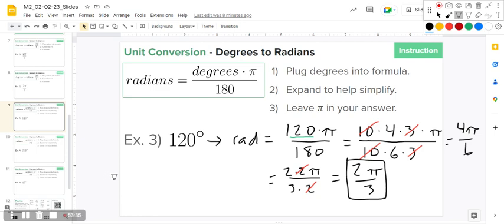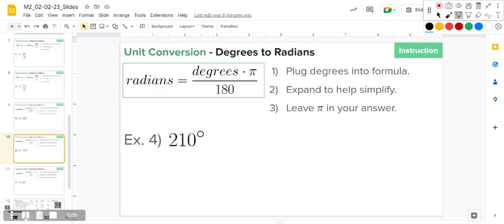It will take some guess and check here, so the practice is really going to come in that second step. So if you're watching, I'd encourage you to try this on your own for example 4. I'm going to run through the steps again. So we have 210 degrees. Let's use our formula. Radians equals our degrees, 210 times pi over 180.